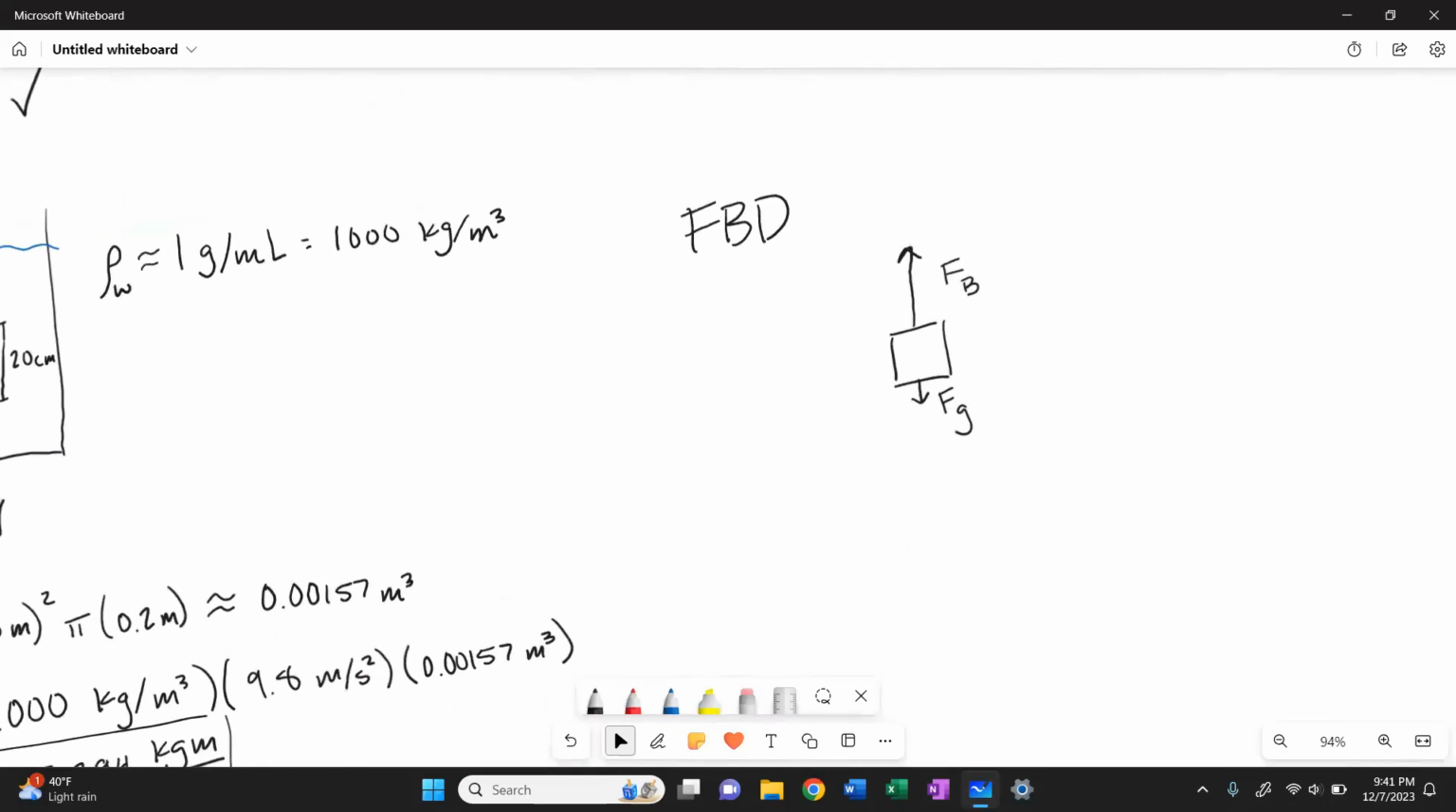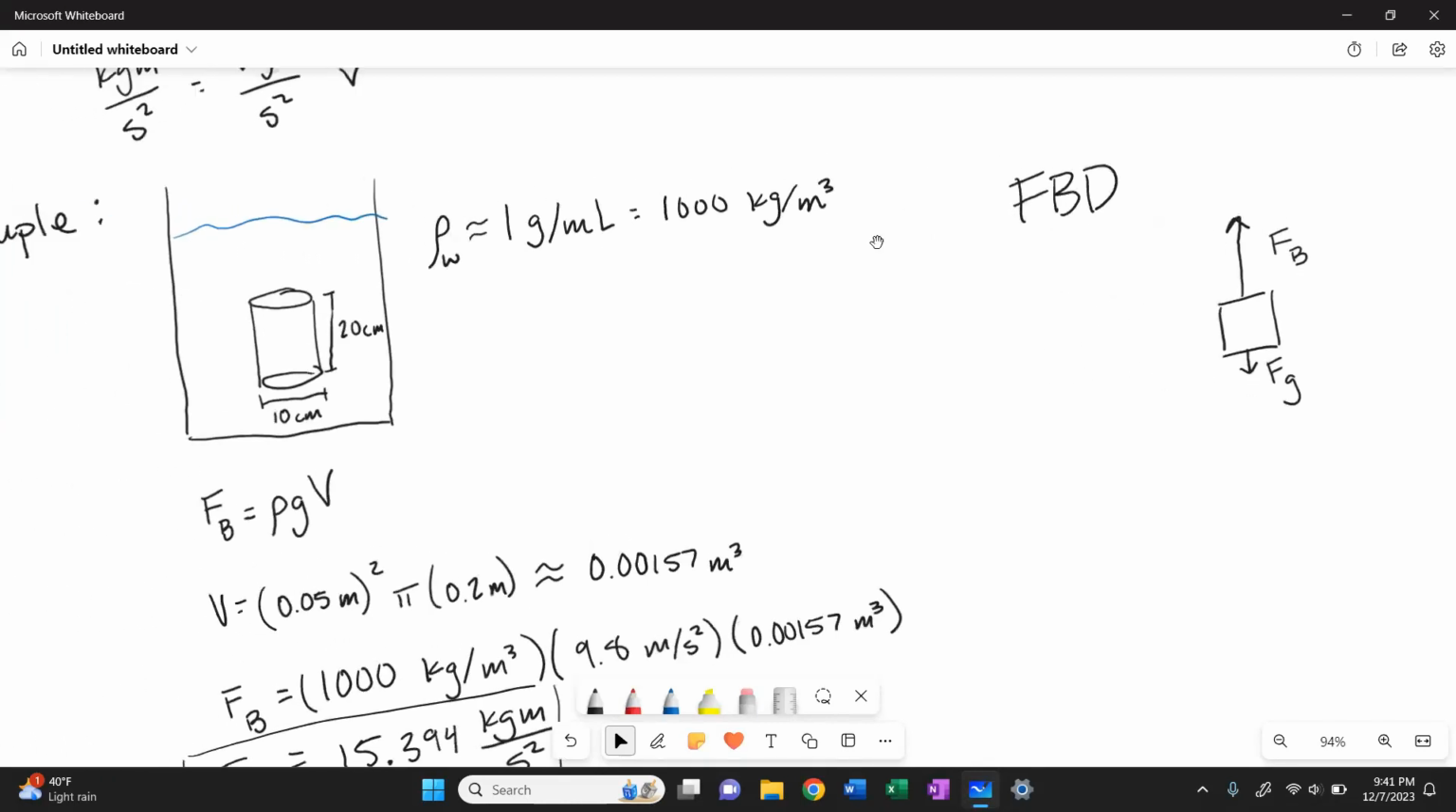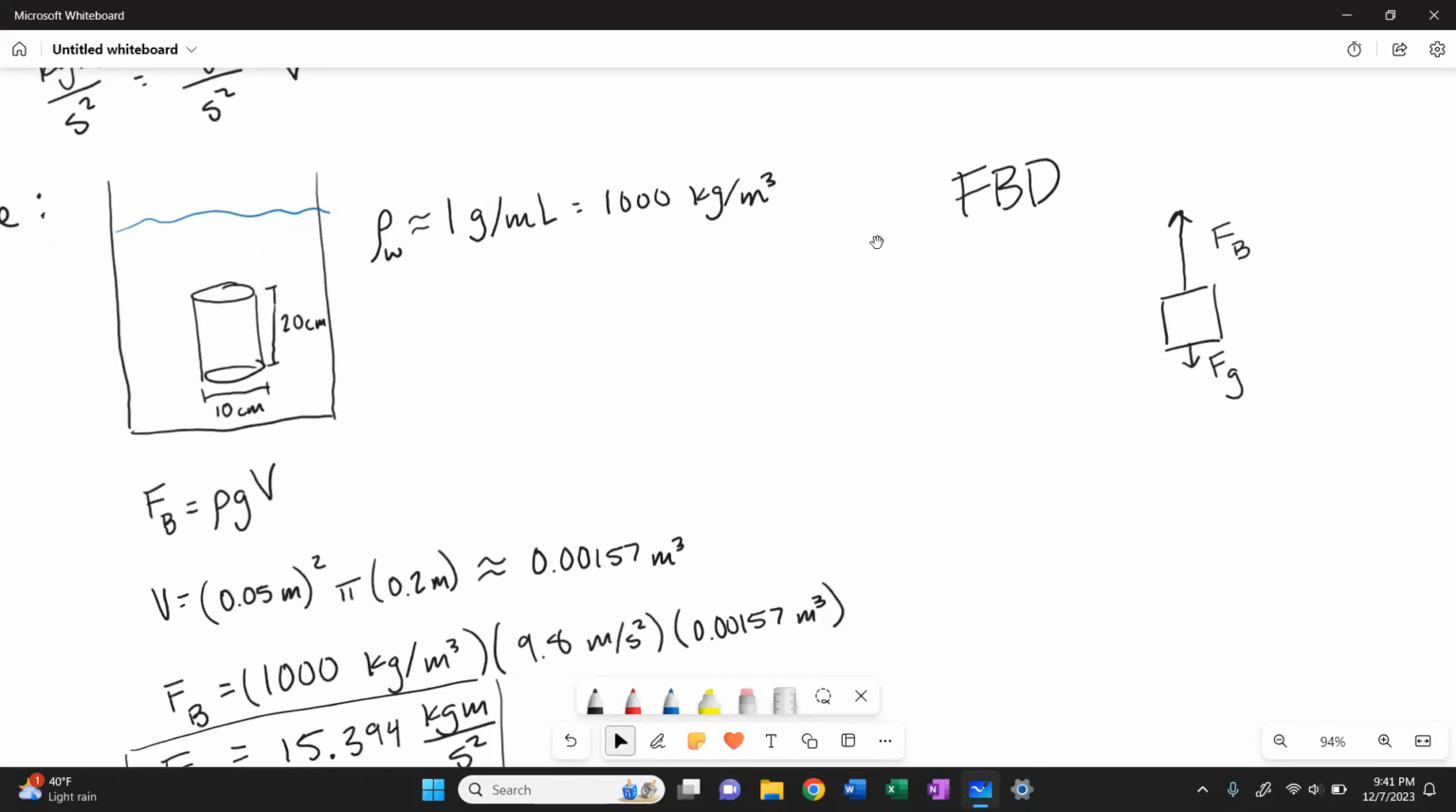Then if we come over here and we look at a free-body diagram, we'll notice that our force of buoyancy is much greater than the force of gravity. So for the cylinder to stay in place here, there must be another force, say like a fan pushing down on the cylinder, making sure it doesn't float up.